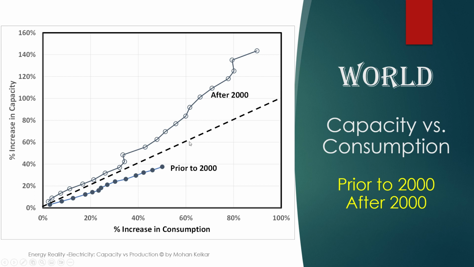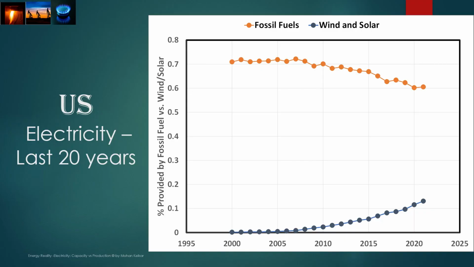As wind and solar started contributing significantly to your electricity grid, the capacity build out is increasing at a much higher rate than the increase in the consumption. You can see that between 2000 and 2021, the consumption increased by about 90%, but the capacity increased by about 142%. So you have to build more power plants with an increasing capacity to compensate for lower capacity factors for wind and solar. This is not only true worldwide, this is also true in the United States.